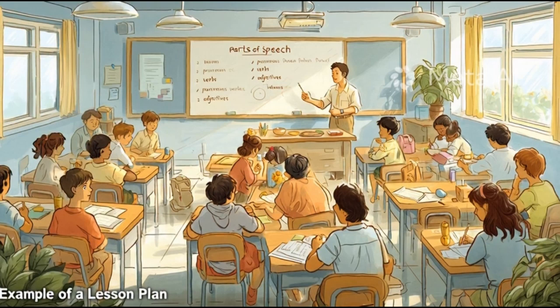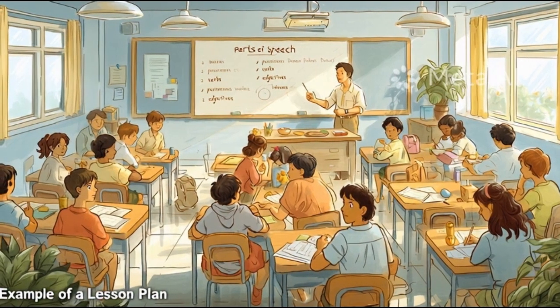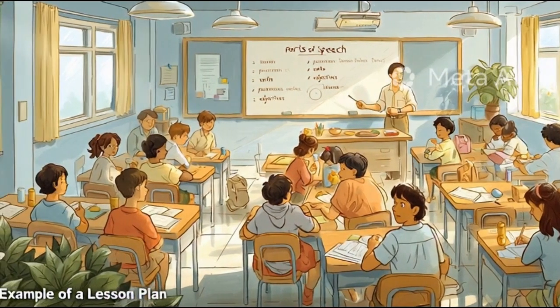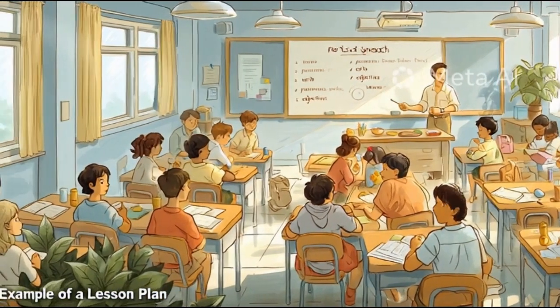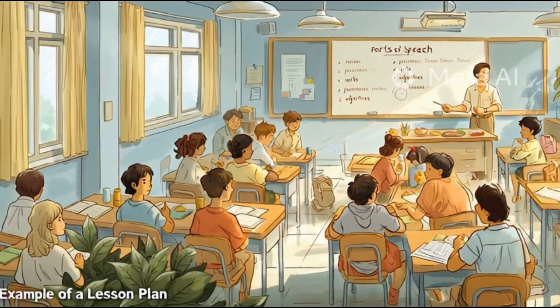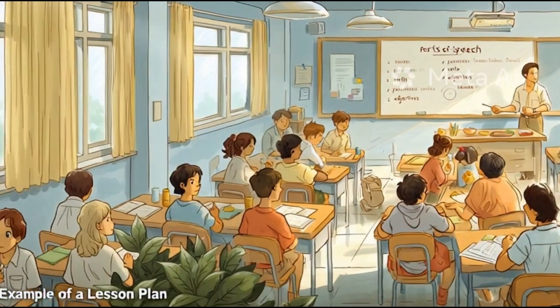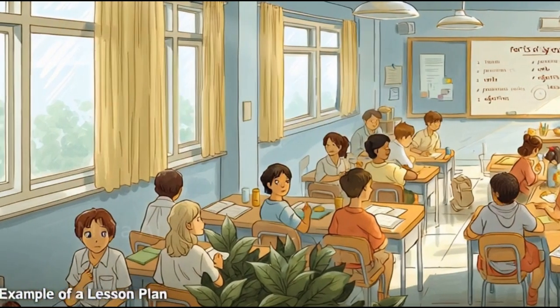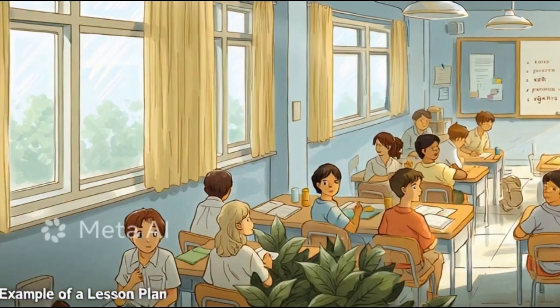Teaching process. The teacher introduces the topic with examples, explains each type of word, and provides practice activities. Student activity. Students work in groups or individually to identify different parts of speech in sentences. Assessment. Students answer short questions or complete a worksheet to demonstrate their understanding.